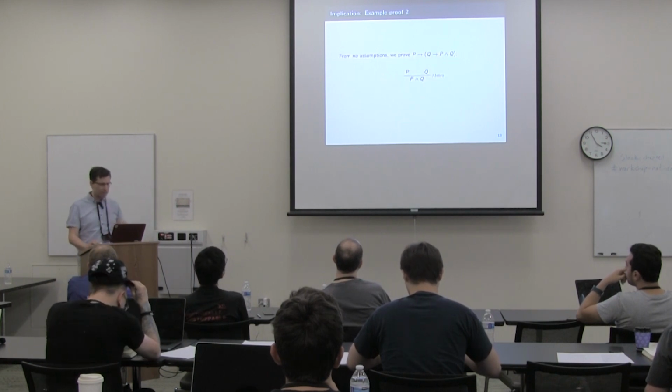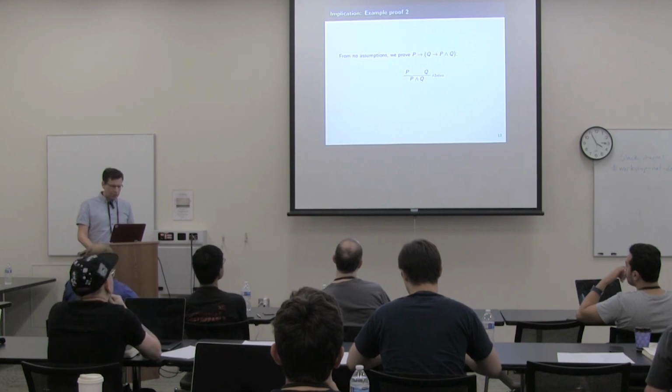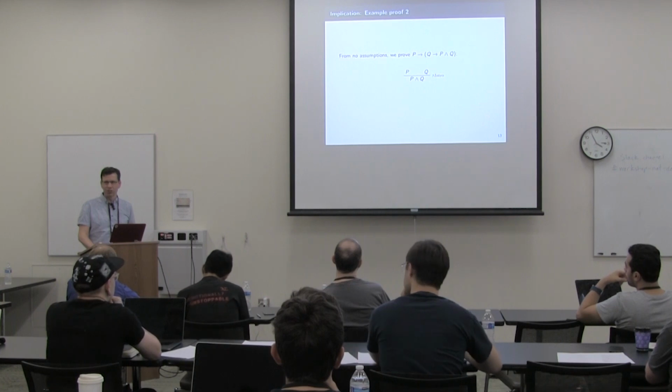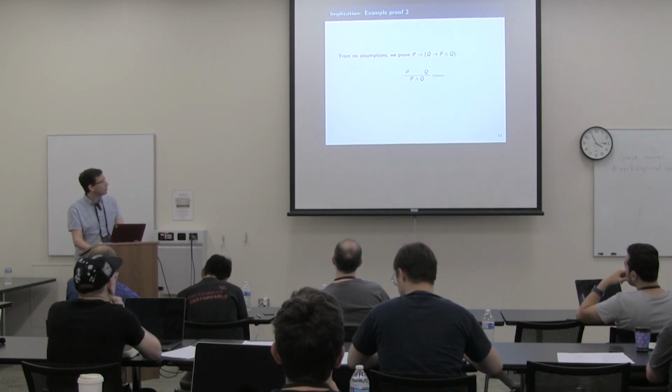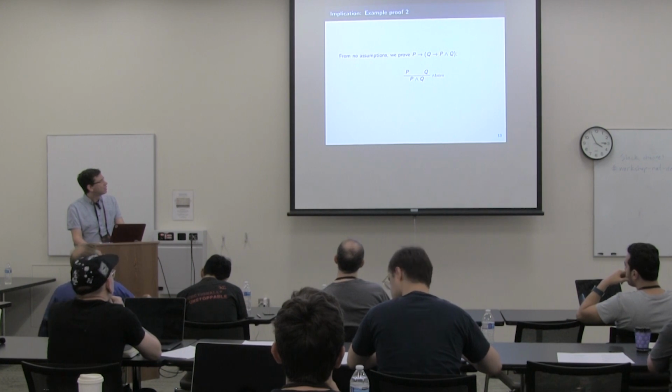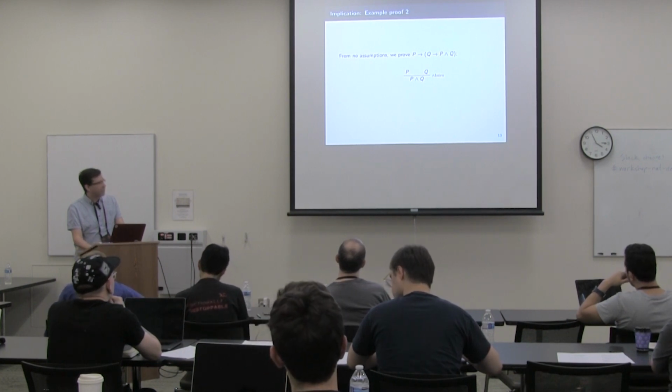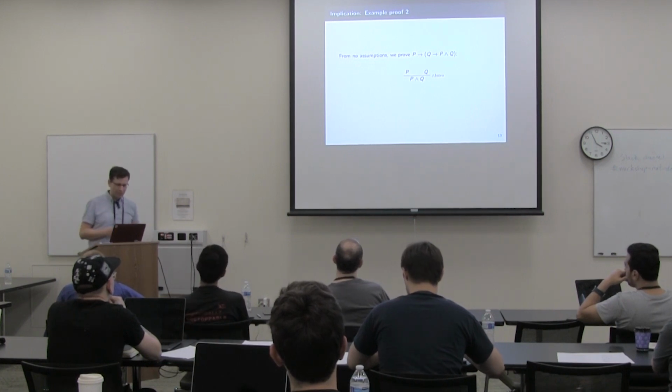Okay, here's another example. From no assumptions, we want to prove P implies that Q implies P and Q. And this one is a little bit like currying, if you're familiar with that. So I start out with P and Q as two separate assumptions.